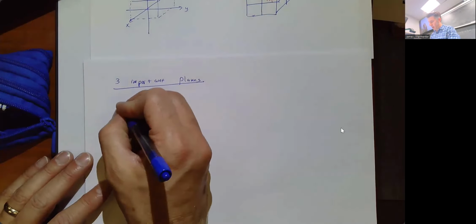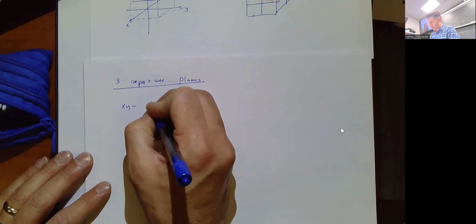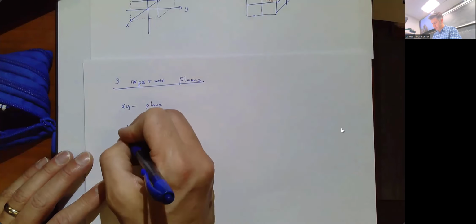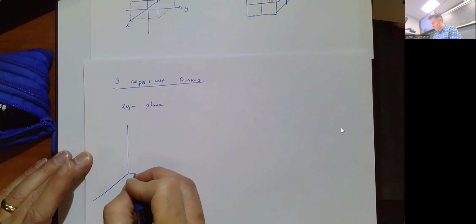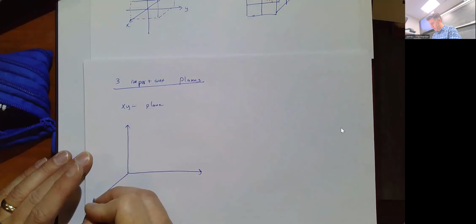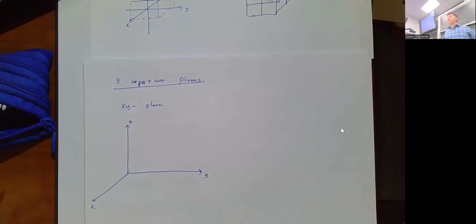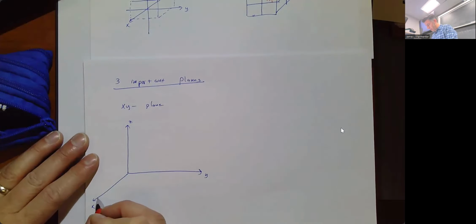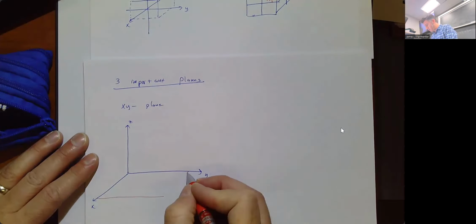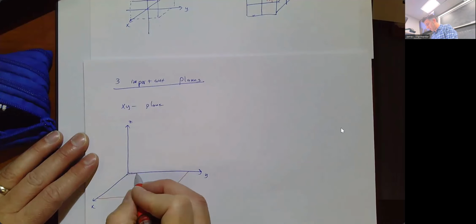So the XY plane. I'm going to draw it. Here's my usual XYZ coordinate system. The XY plane is the same as it ever was. It's all the stuff in the XY plane. So meaning we're looking, and we have to kind of pick just a boundary here. And there's the XY plane.